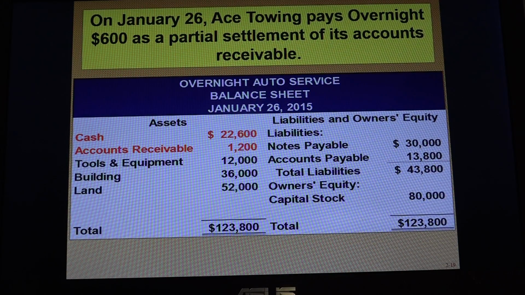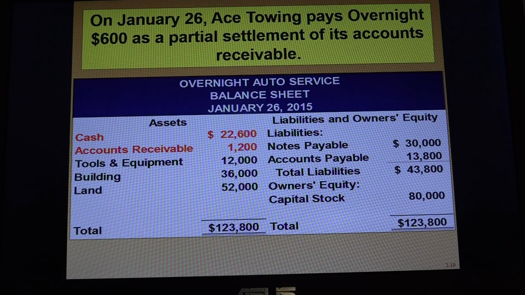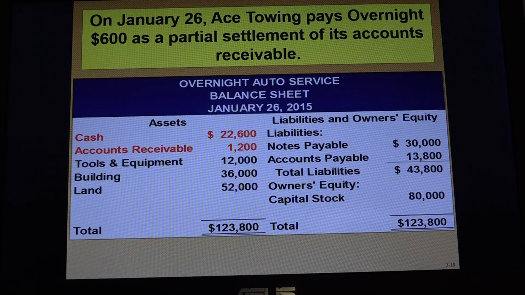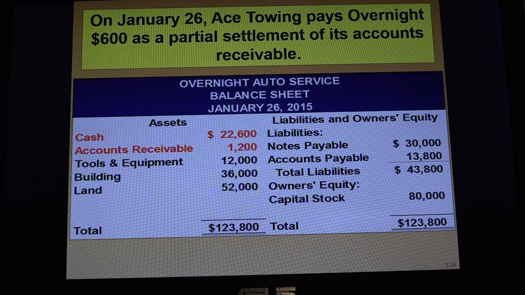On January 26th, Ace Towing pays Overnight $600 as a partial settlement for its accounts receivable. So in this case, you're adding $600 to cash and reducing the accounts receivable by $600. So again, just changing one side, exchanging one asset for another.